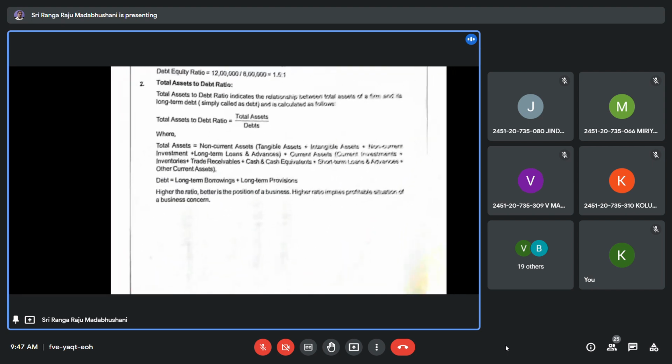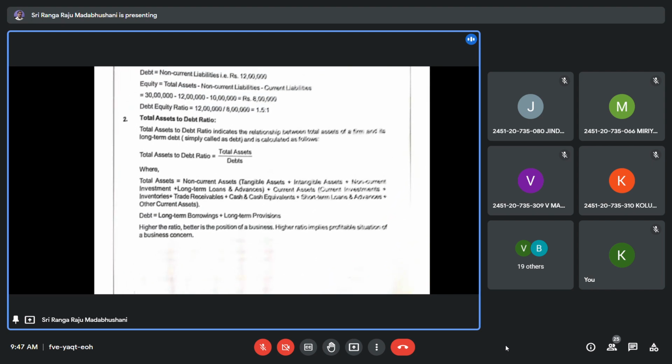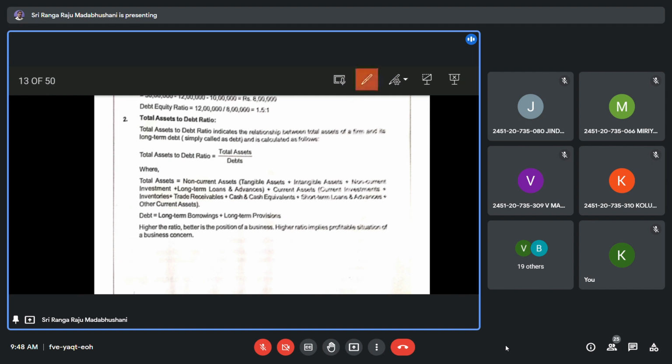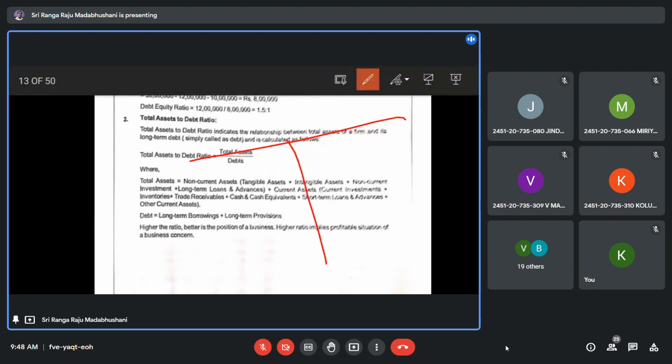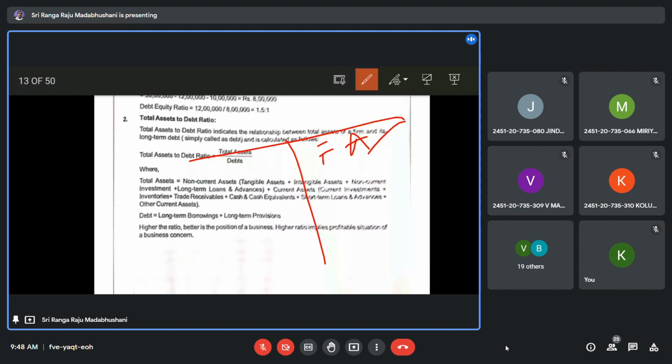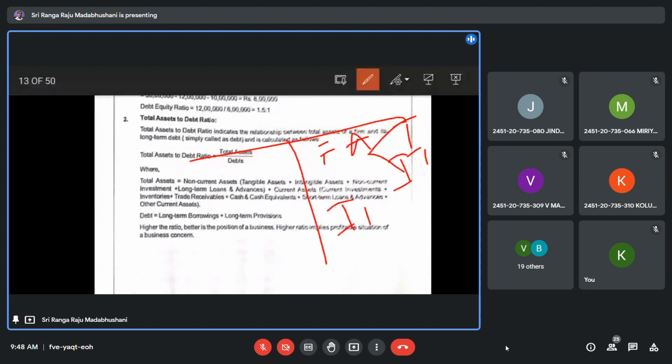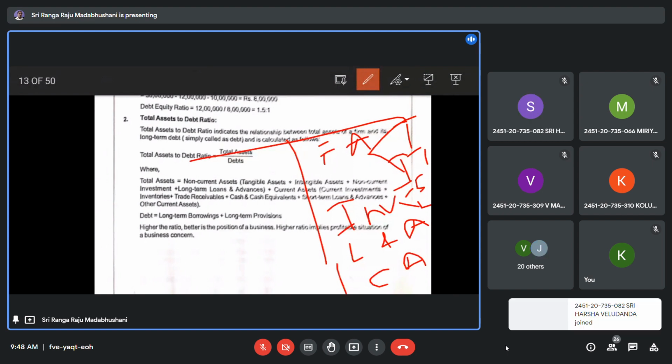Next, now we are going to see the relationship between total assets to debt. So how much assets we are having and what is our debt. So we know both the things. Total assets means balance sheet, asset side. So you will have fixed assets. These fixed assets are tangible, intangible assets, and investments. These investments are short-term, long-term investments, and loans and advances, current assets. So by adding all these things, we will get total assets.